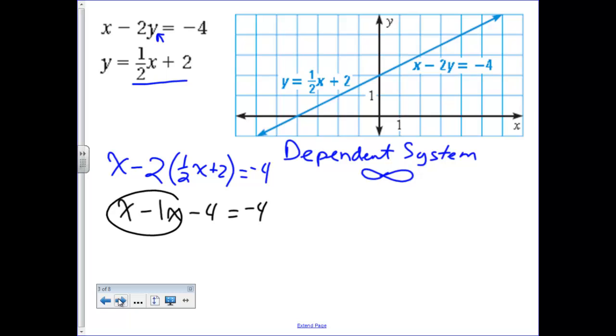So combine my x's, x minus x is 0. 0 minus 4 equals -4, so -4 equals -4. So you can see my variables dropped out of the problem, and what was left over was true. So we end up with a dependent system which has infinite solutions.